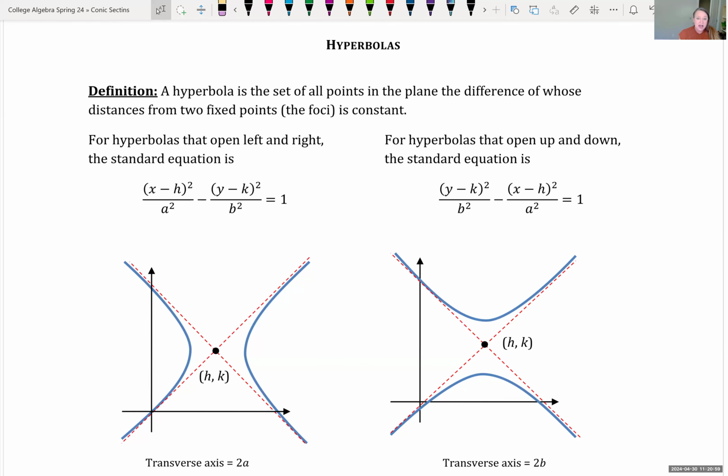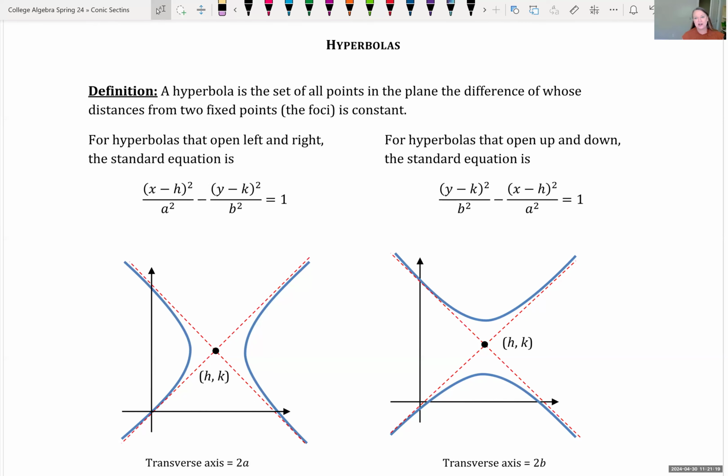So we've been talking about conic sections, how we get those shapes by slicing a cone and the different shapes we can get. We've looked at ellipses, we've looked at circles, and now we're going to jump in and look at hyperbolas. So let's just go through the definition of a hyperbola.